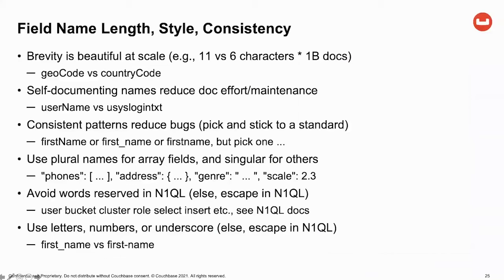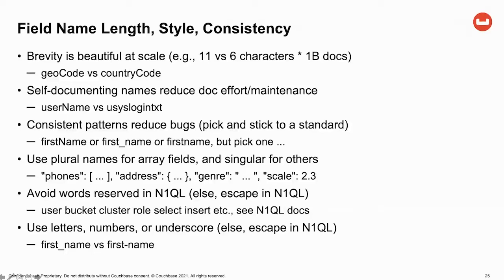That doesn't mean that I'm going to choose an absurd attribute that doesn't make sense. So I'm not suggesting you choose, say, CC instead of country code. You still need to consider self documentation. So you don't want to choose something like user's login text. Just choose username. That makes more sense. And use some consistent patterns like first name with the camel case or first underscore name, or just first name. You can choose either one, but be consistent in that.